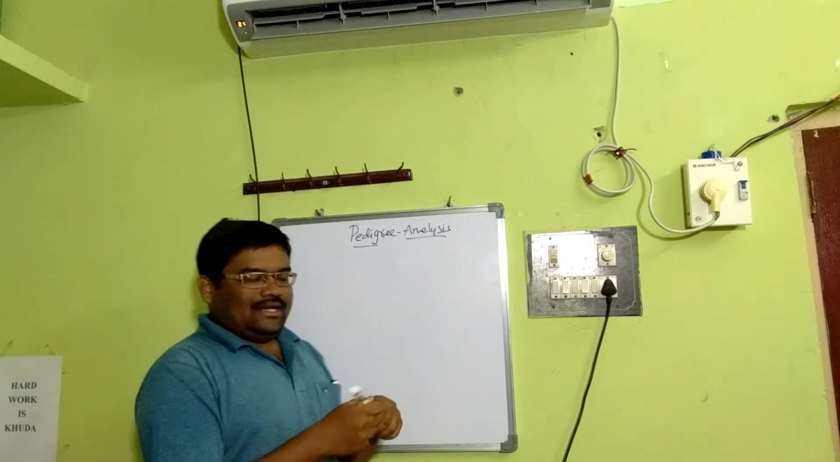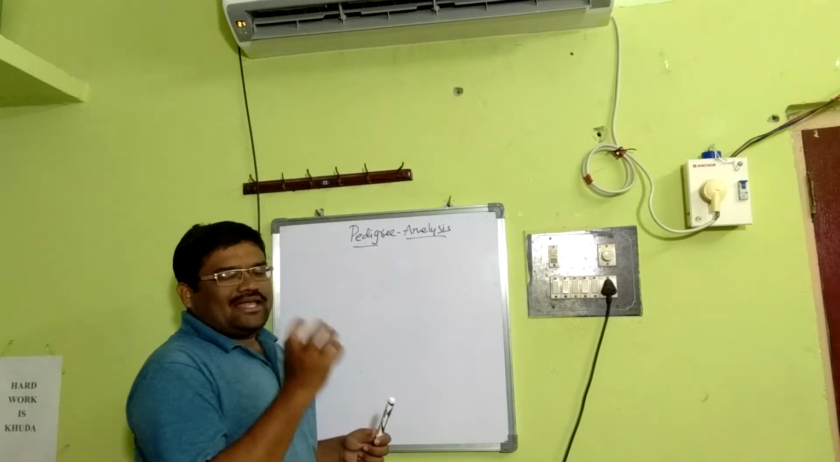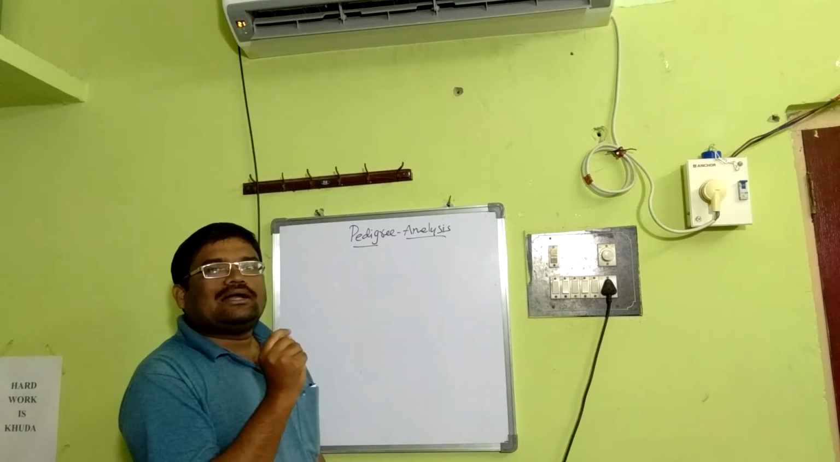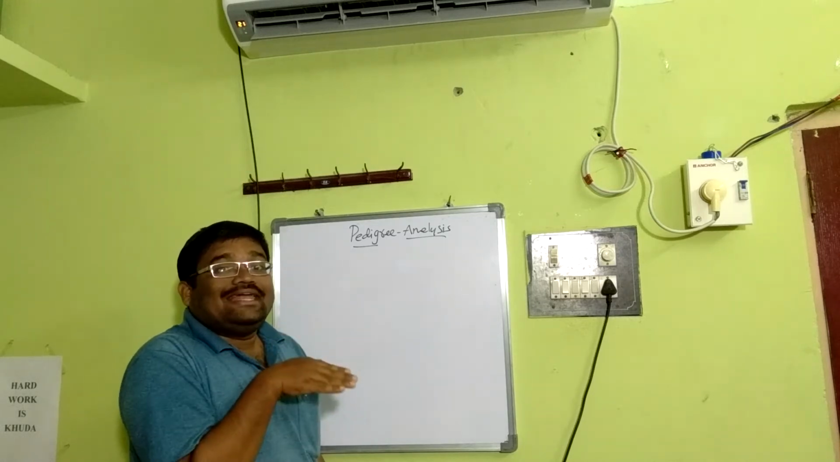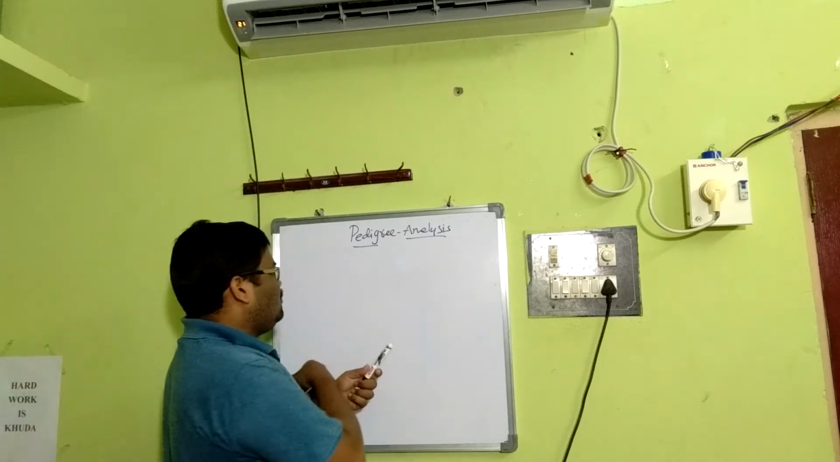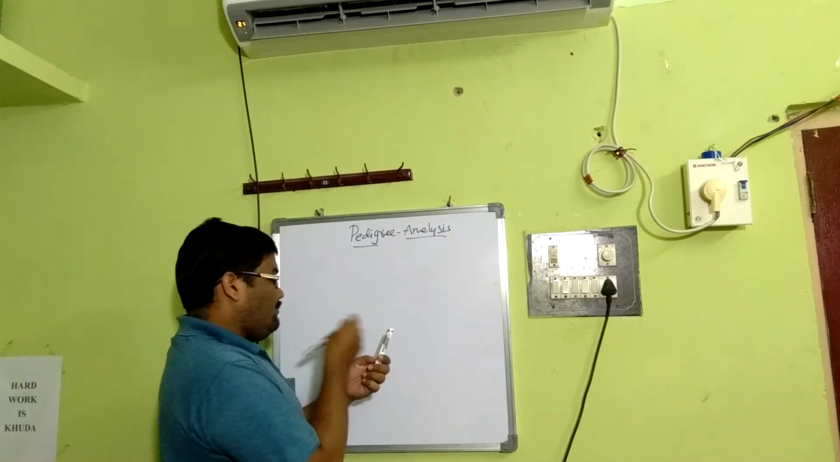Let's take a particular example. Say there is a family chart that shows how the color blindness trait is inherited among the members of the family. And simultaneously we'll discuss how to draw a pedigree chart like that.